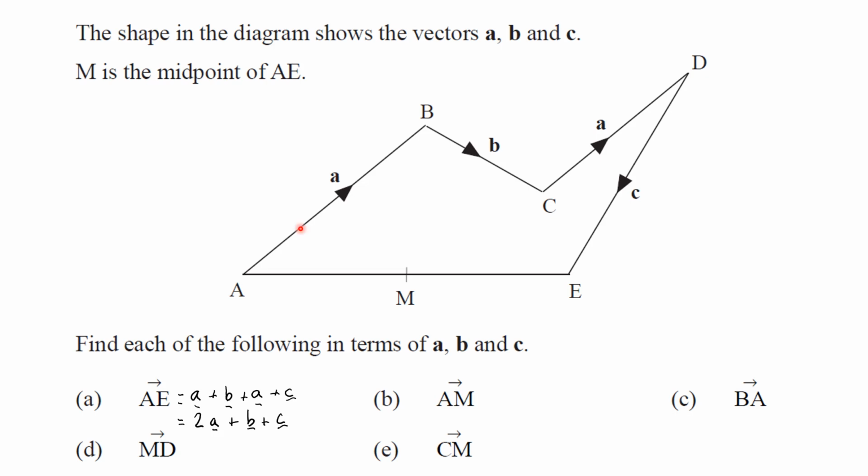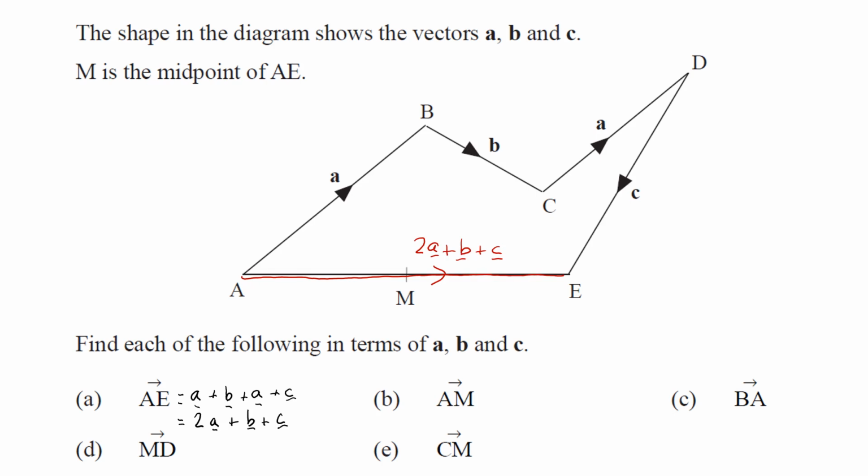Okay, because we were going in the direction of the arrows, we didn't need to worry about any negatives there, but we could collect our A and our A to get our 2A. That means that the journey from here to here is given by the vector 2A plus B plus C.